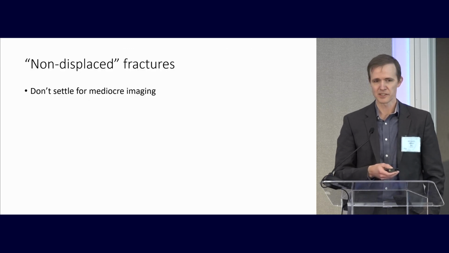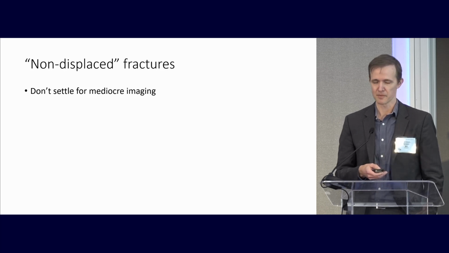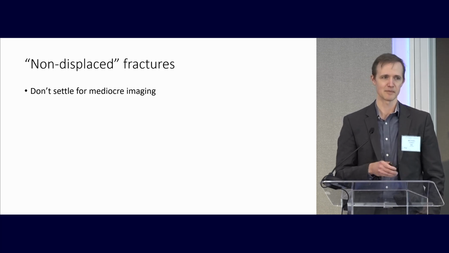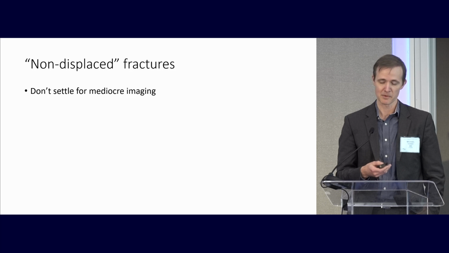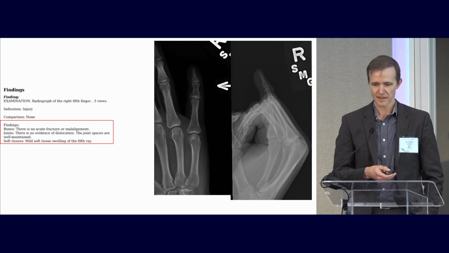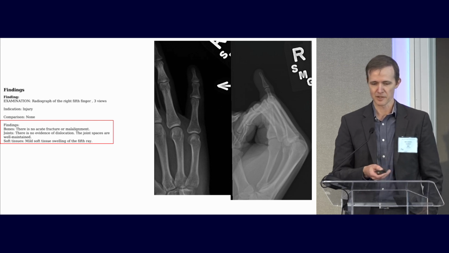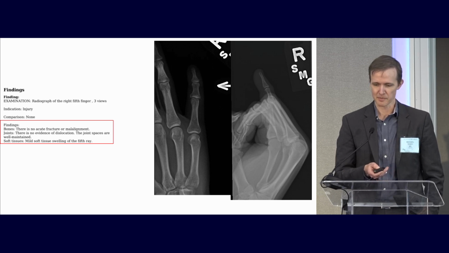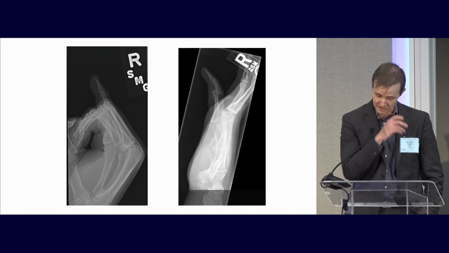The quality of the imaging is very important and has a lot to do with these injuries getting missed. So we should not settle for mediocre imaging, even though it's painful to send someone back and ask them to redo an X-ray to get a true lateral or the imaging that we want. But we really shouldn't settle for mediocre imaging. For example, this patient was read by the radiologist as no acute fractures or malalignment, no evidence of dislocation. But when you get the small finger out into a clearer view where it's not overlapping with all the other fingers, there's a pretty obvious base of middle phalanx fracture dislocation there.